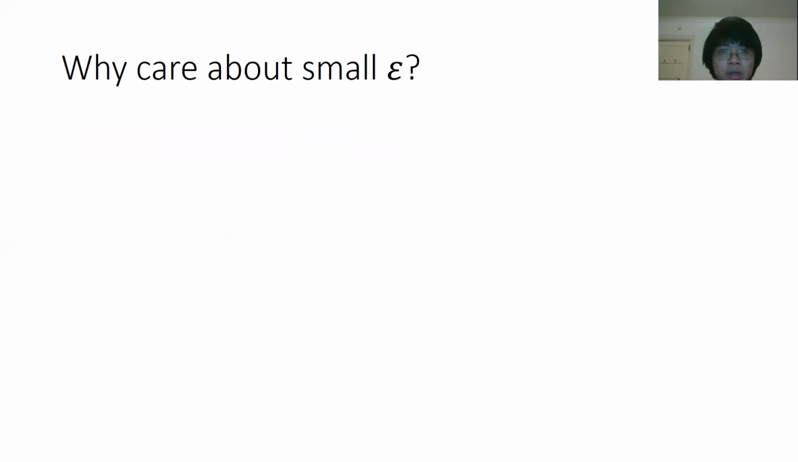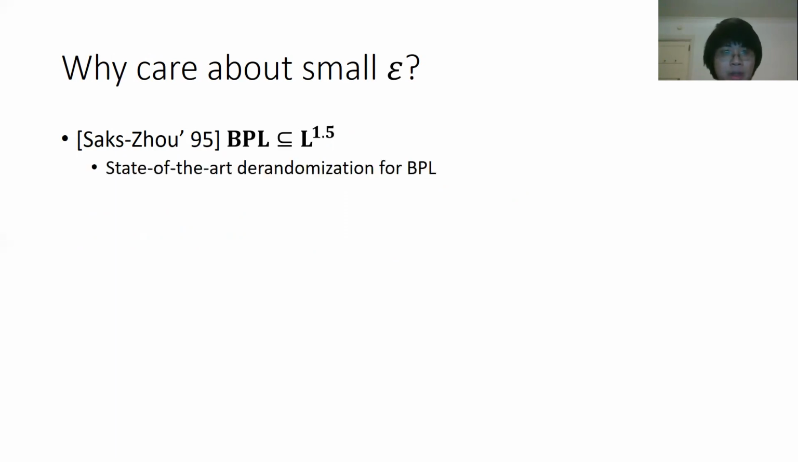And before we go into our construction, first, we briefly explain why we care about the small error setting. So in 1995, in a seminal paper by Saks and Zhou, they show that BPL is actually contained in log to the 1.5 space. And this is still the state-of-the-art derandomization for BPL. And in this work, they use Nisan's generator for epsilon equals 2 to the minus log squared n, which is the small error setting we care about in this paper.